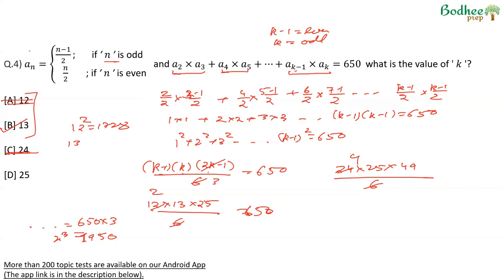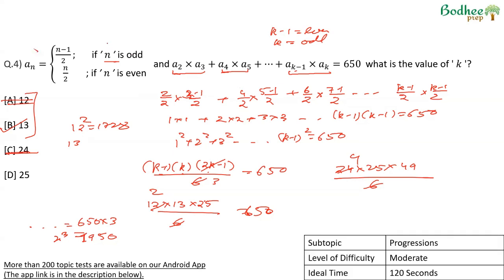Now in terms of level of difficulty, I would say moderate level of difficulty question, because forming this expression might take a bit of time or could be a little difficult. Once this happens, we're just putting values, and therefore the question I think should be managed in about 2 minutes.